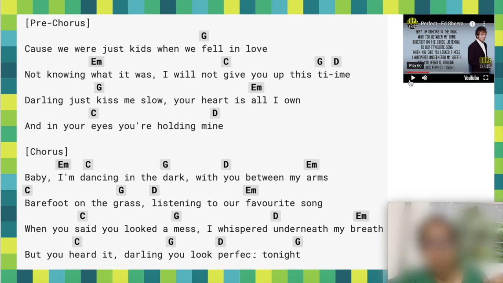Okay, let's count it. 2, 1, 2, 1, 2, 1, 2, 1, 2. When you said you looked a mess, I whispered underneath my breath, but you heard it, darling. You were perfect tonight.